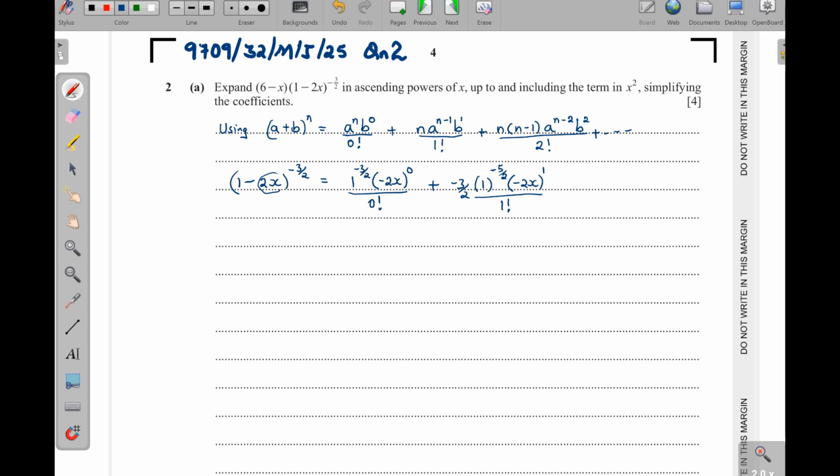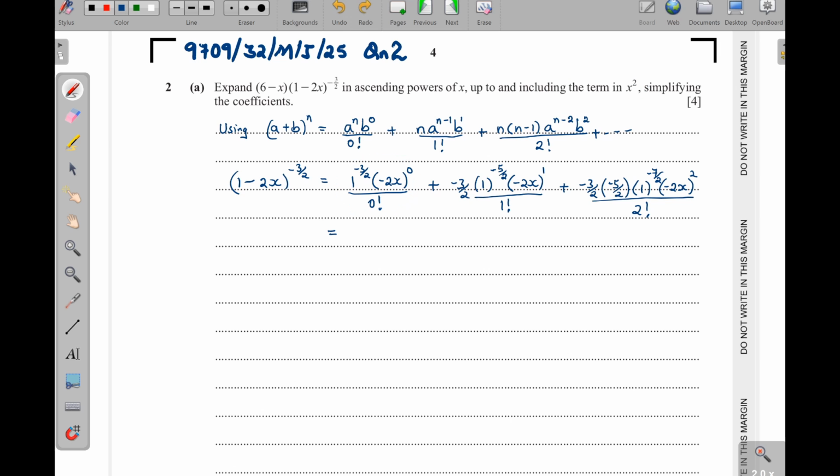Now, this one here is negative 2x. Don't write 2x here. Please take it with its sign here. When you don't do it, you're going to get wrong things, okay? Now again, drop this one here. We shall have negative 3 over 2 times negative 5 over 2, then times 1. Now this will be negative 7 over 2. And then we shall have negative 2x here, then to the power of 2, then out of 2 factorial. I'll stop there because they said including the term in x squared.